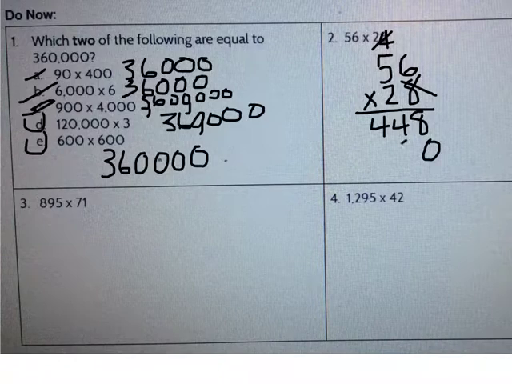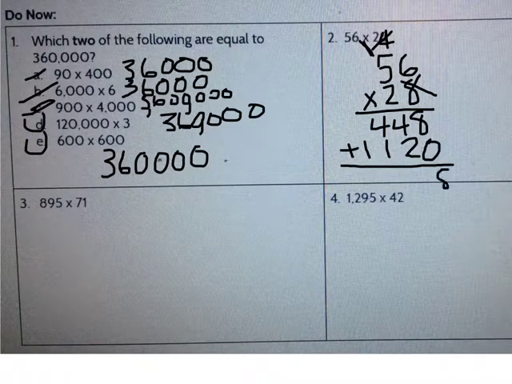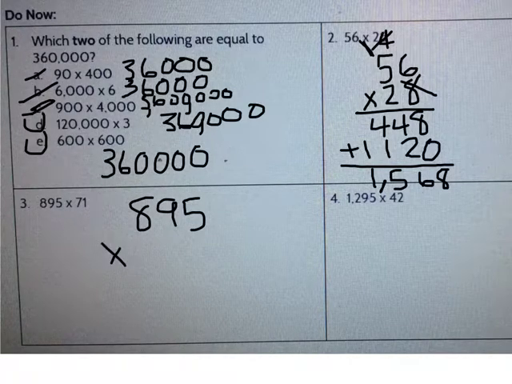2 times 6 is 12. 2 times 5 is 10, plus 1 more is 11. And I could add 8, 6, 5, 1. The answer is 1,568. Now let's multiply 895 times 71.